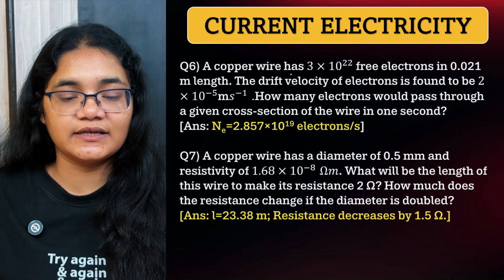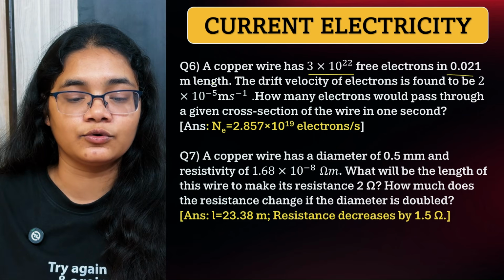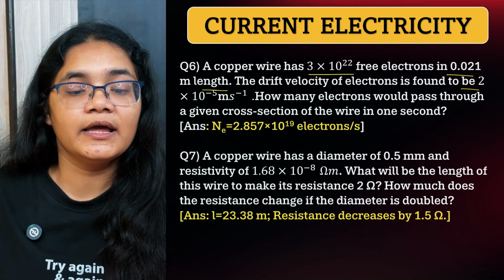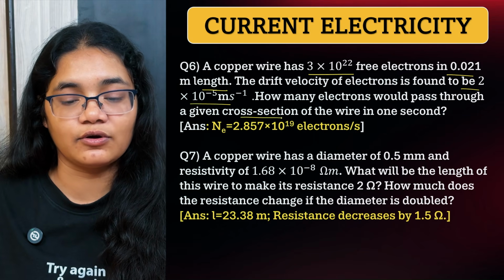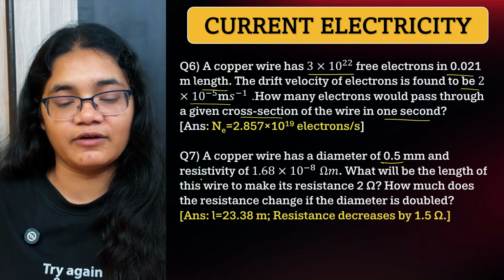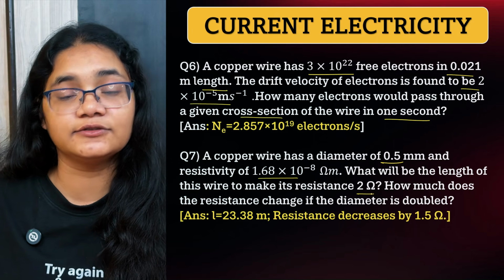Now question number 6 here, a copper wire has 3 × 10^22 free electrons in 0.021 meter length. The drift velocity of the electrons is found to be 2 × 10^5 meter per second. How many electrons would pass through a given cross section of the wire in 1 second? Now, a copper wire has a diameter of 0.5 mm and a given resistivity. What will be the length of the wire to make the resistance 2 ohm?